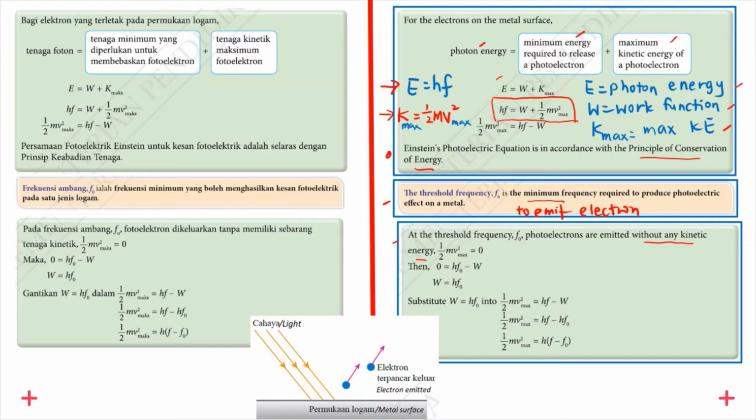We can rewrite the formula that we had learned. hf equals W plus 1/2 m v max squared. So this 1/2 m v max squared is 0. Thus, hf equals W plus 0. f is threshold frequency, so we put a 0 here. So W equals hf0.